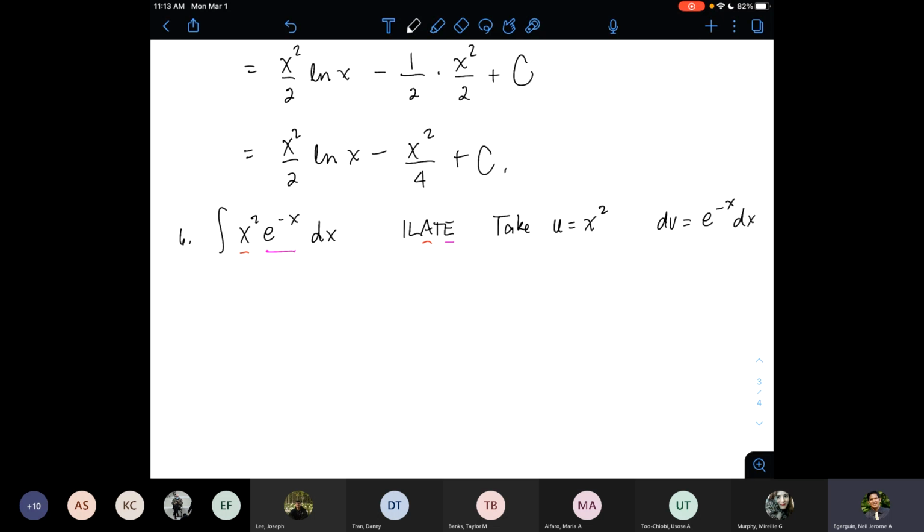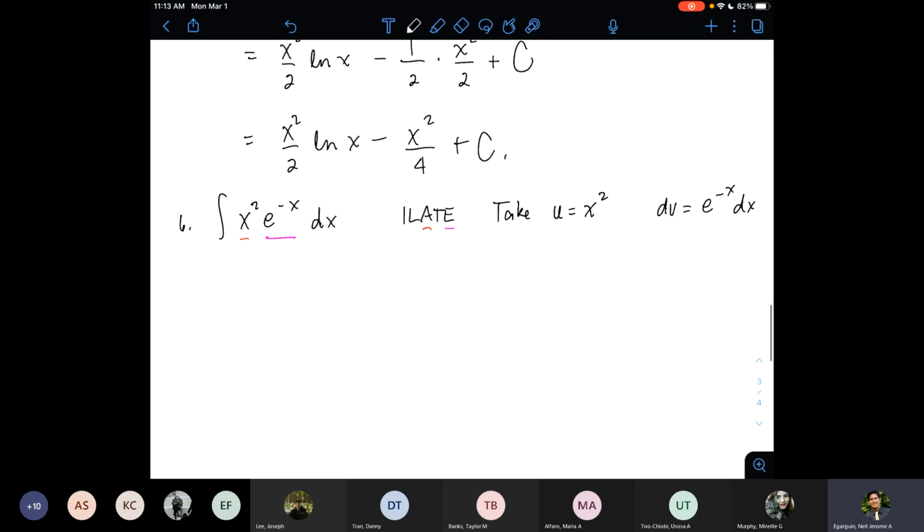All right. And so after the choice, we compute for du and we compute for v. du would be 2x dx, and v would be, you can use u substitution here, but essentially you'll get negative e to the minus x, right? That's an antiderivative of e to the negative x.